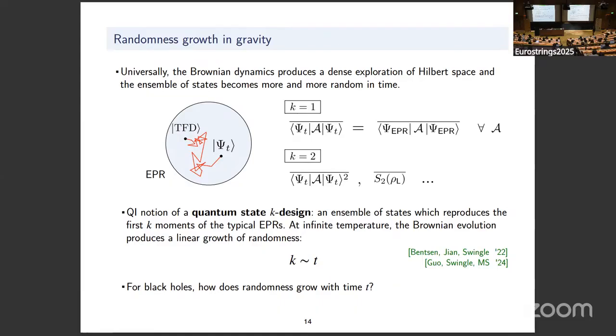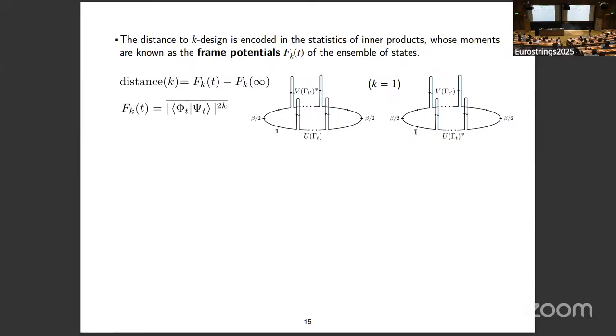So in order to do this, to try to compute K for black holes, we need to essentially compute the distance to a K design. And this is given in terms of some quantum information quantity, which is known as the frame potential of the ensemble of states. Essentially, the idea is that one needs to compute the overlap between two independent states of this ensemble to the power of 2K, and then take the average over the couplings. And this quantity is just a number that depends on time. It's a function of time. When this number is close to the infinite time value, then the ensemble is very close to a K design.